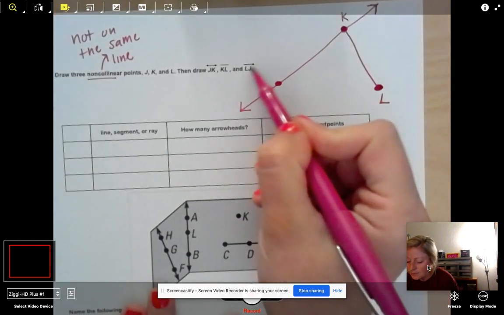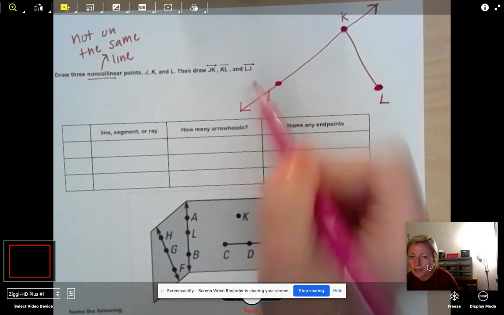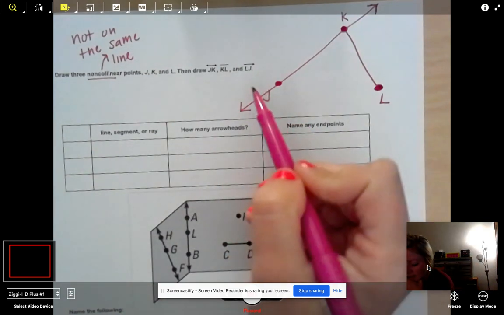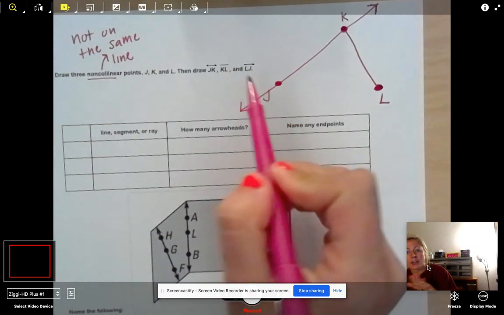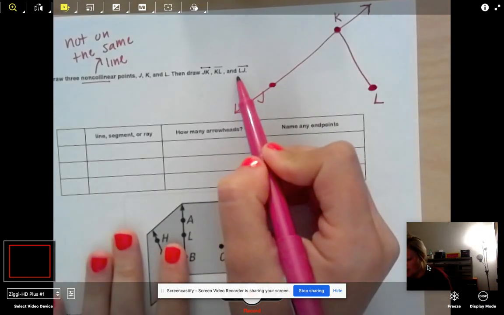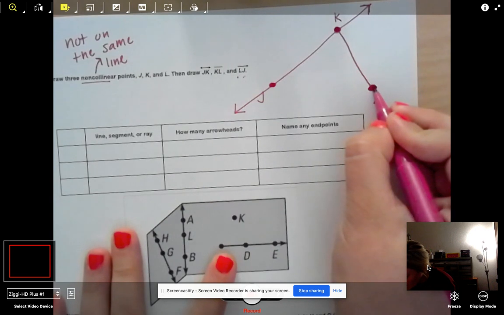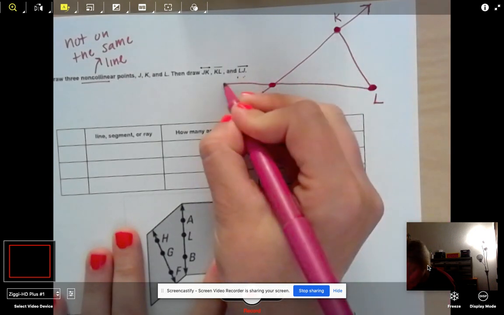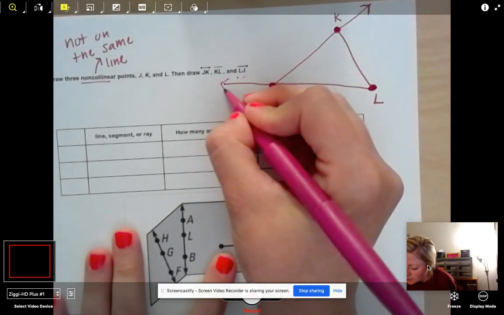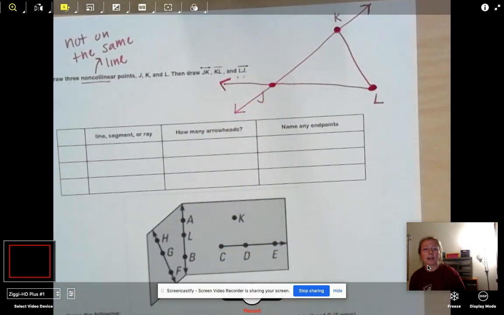And then lastly, we have Ray LJ. So do you guys see how I start at L and I go through J? Since it says start at L, go through J. So I'm going to start here at L, and I'm going through J, and since it's a ray, it goes on for forever, so you put a little arrow on.